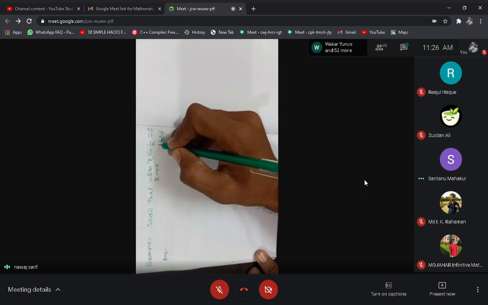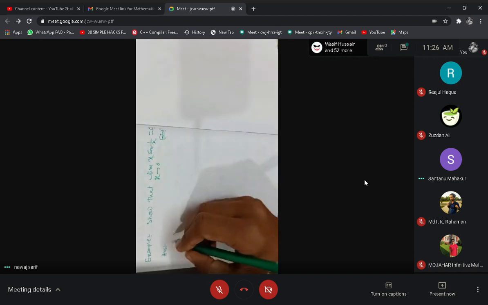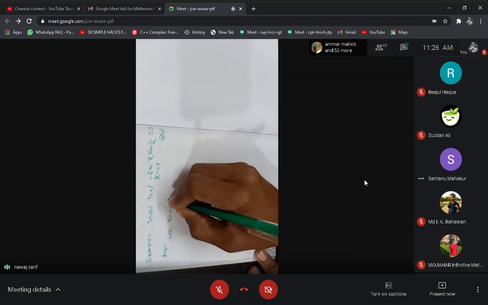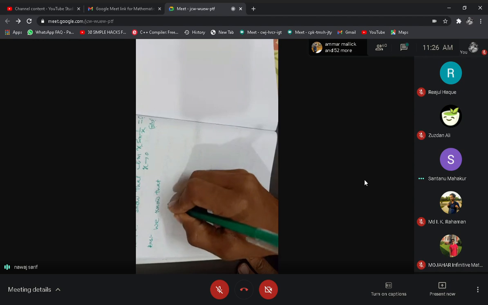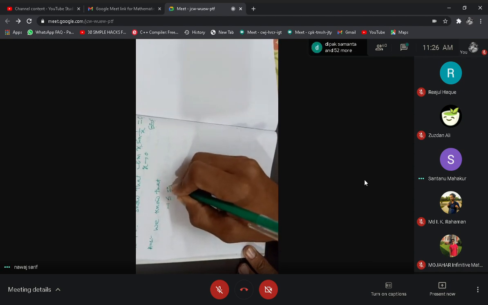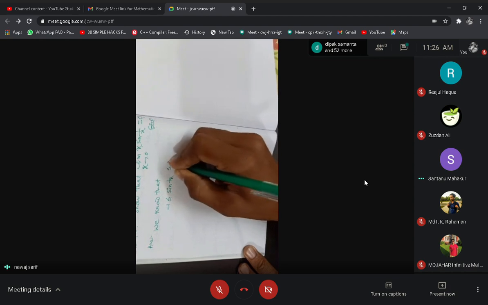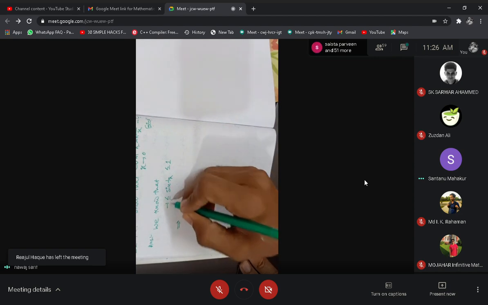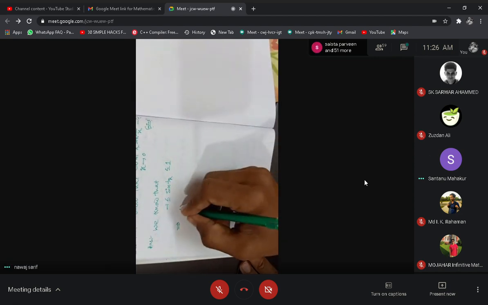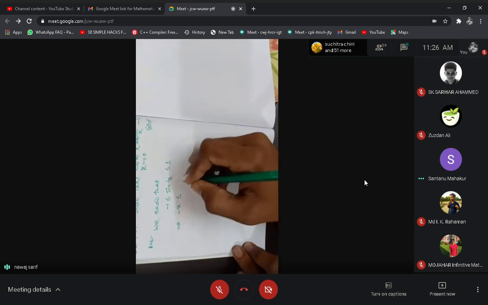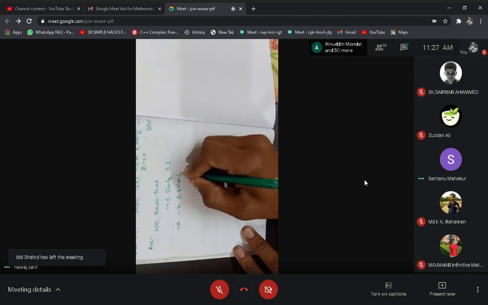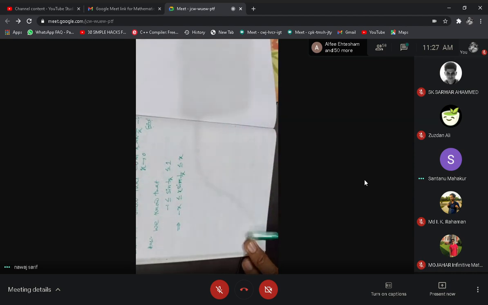We know the range of sine is -1 to 1. We know that -1 is less than or equal to sine 1 upon x, which is less than or equal to 1. Now we can multiply by x on both sides. That means -x is less than or equal to x sine 1 upon x, and this is less than or equal to x.